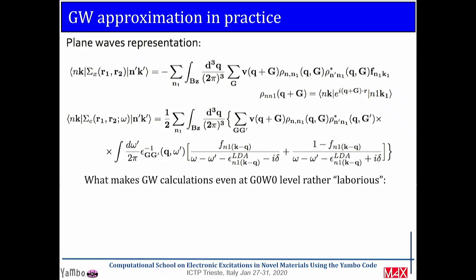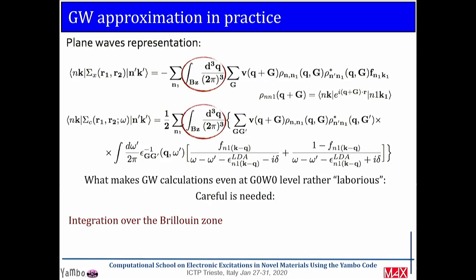This is the correlation part, and you can see that we have to manage the frequency integral of epsilon minus 1, with its frequency dependence. And to arrive at this expression, we have already made several approximations. So we are now talking about what is called G0W0. It means that the Green function is G0 from the DFT calculation, and W, also the polarization, has been calculated with G0. So even at this level, the basic level, the calculation is rather laborious.